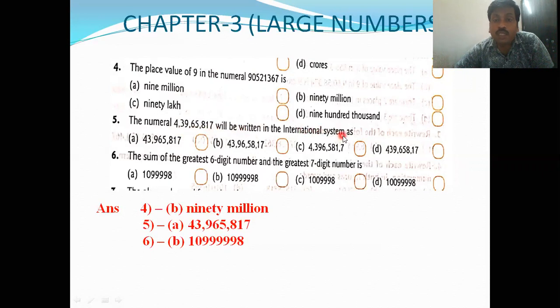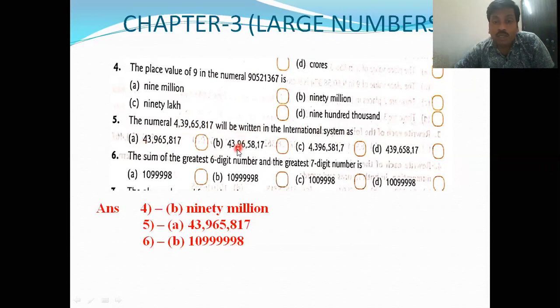The numeral 43,965,817 will be written in the international system. You know how we can separate the numbers by inserting commas in the international place value chart? So children, here we see the first numbers. Here we see 3-digit numbers, commas here. After each 3-digit number, commas here, and the 43 is also separated by a comma here.